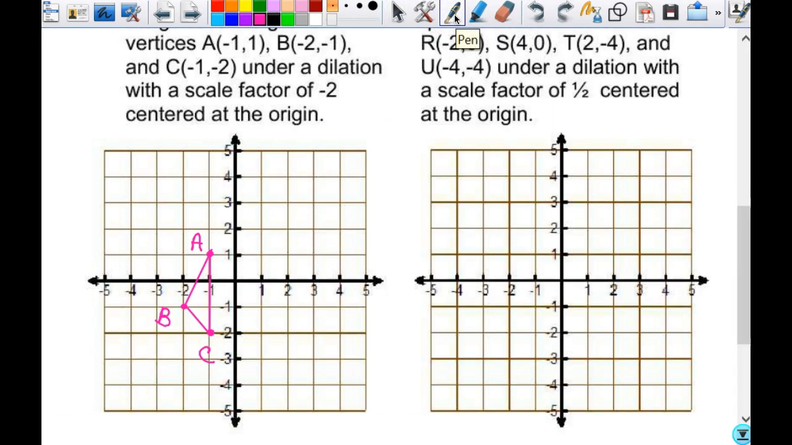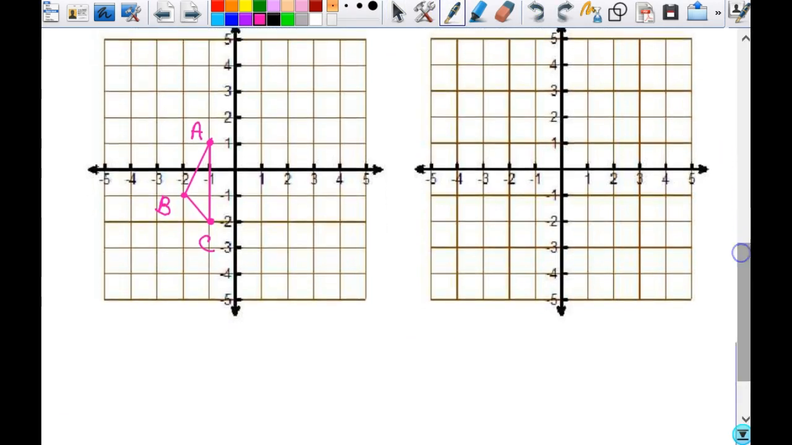And then it tells me that my scale factor is a negative 2. So k is negative 2. My mapping here then is that XY maps to, well, I just take k and multiply by X and Y, so that'll give me negative 2X, negative 2Y.